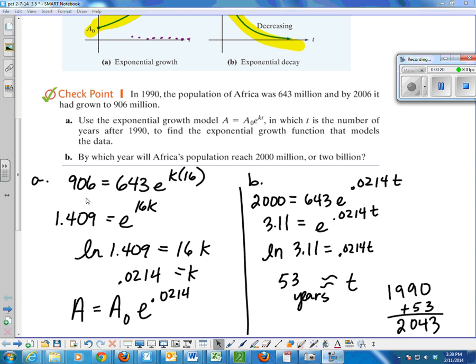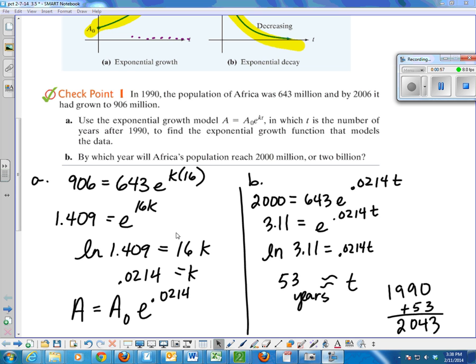All right, so in part A, we set up the equation to be 906, these are in millions, equals 643 e to the kt, using this equation right here. Please ask Mrs. Baker to pause this as is necessary so that you can get this down. Next step here, I divided both sides by 643. So this 1.409 represents 906 divided by 643. So I have 1.409 equals e to the 16k.